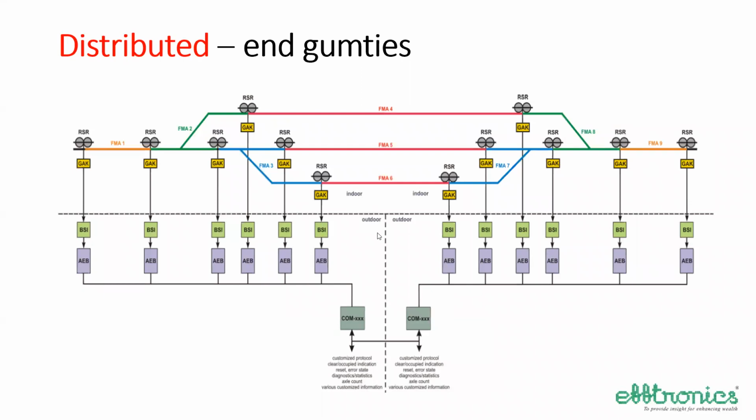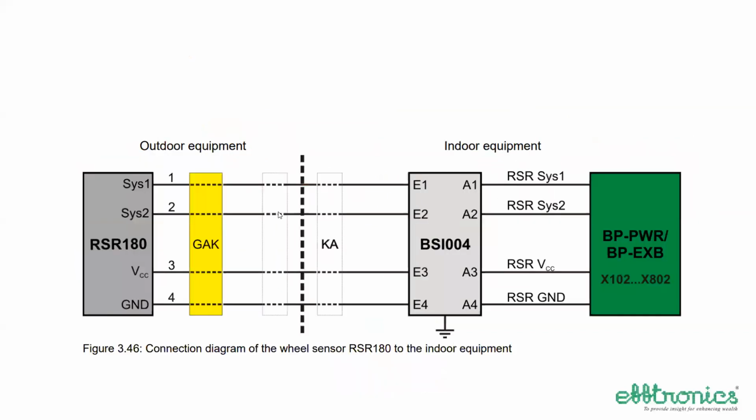This indoor and outdoor is wrongly written here. So this is also like end gumtis. If a station has end gumtis, you can have one unit at one end and another unit at the other end, and the COM cards can be connected like this by dark fiber or the cable. This is how the connection takes place.